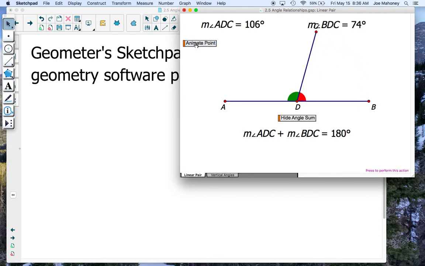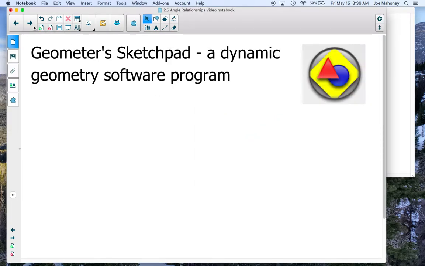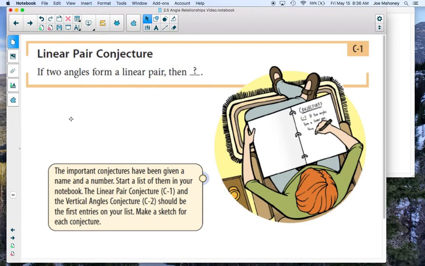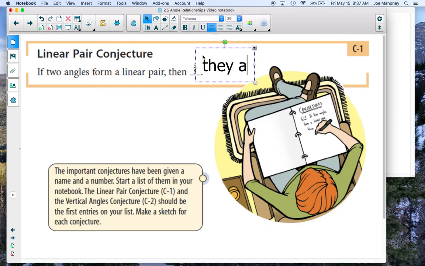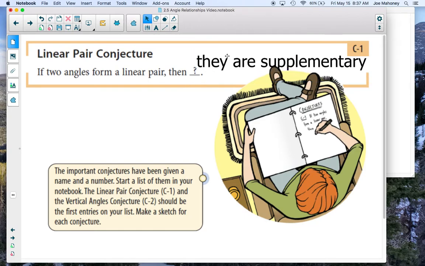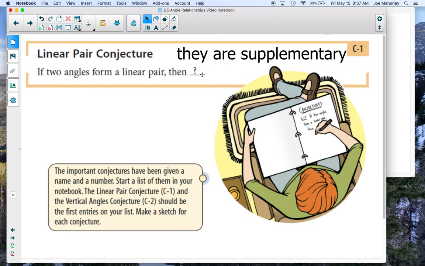So I'm going to pause it there for a second, and let's come up with what we call a conjecture. And we're going to call this the linear pair conjecture. Conjectures are kind of like rules that we want to follow in geometry. So what is handy to do, as this eager student is doing in the picture on your screen, is they're starting a list of conjectures. So what we notice is that if two angles form a linear pair, then they add up to 180. So the geometry word for that is that they are supplementary. So a linear pair of angles are supplementary.